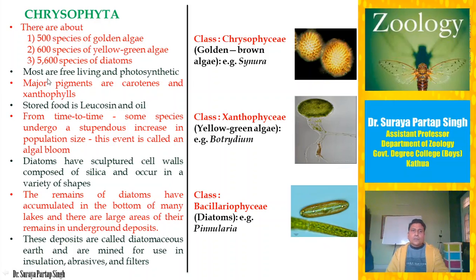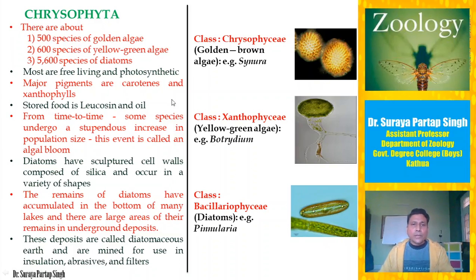They are free living and photosynthetic. So most of the members of Chrysophyta are free living and show photosynthesis. Their major pigments are carotenes and xanthophylls. In earlier divisions, we saw that chlorophyll A and B, then beta carotenes and xanthophylls were the major pigments. But in this case, the main pigments are carotenes and xanthophylls. Chlorophyll A and B are not the major pigments.